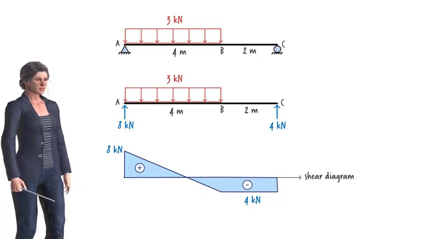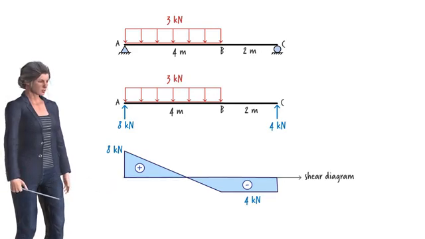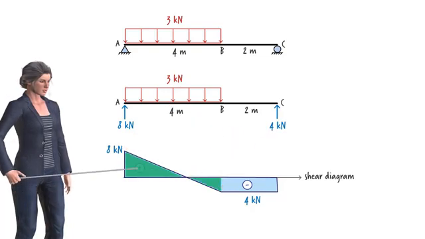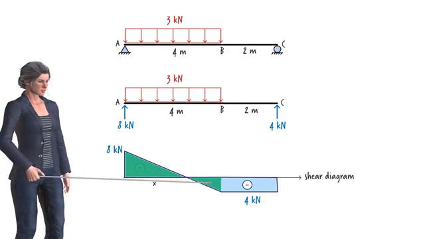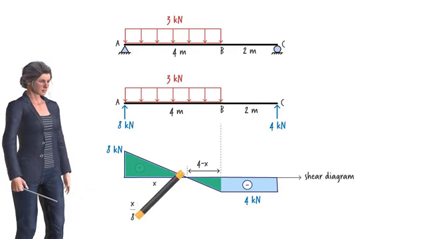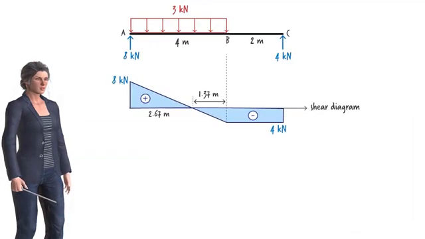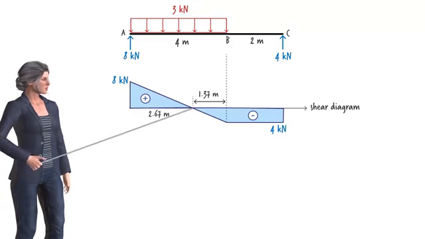Since we need to calculate the area under each segment of the shear diagram, we must determine the location of the point at which shear crosses the x-axis. This can be done using the shared angle property of two similar triangles. If we label the base of this triangle x, then the base of this triangle becomes 4 minus x. Therefore, we can write, solving for x, we get 2.67 meters. That is, the inclined line representing the shear diagram crosses the x-axis 2.67 meters to the right of point A.